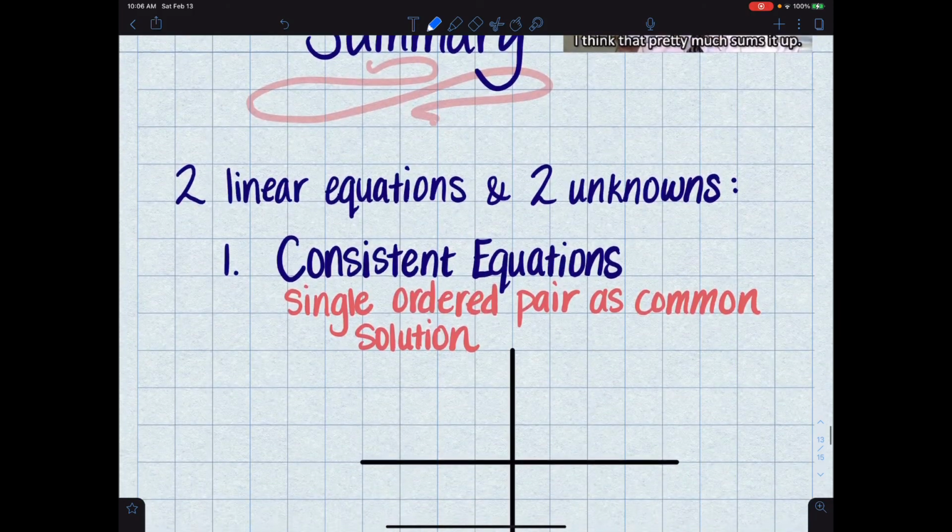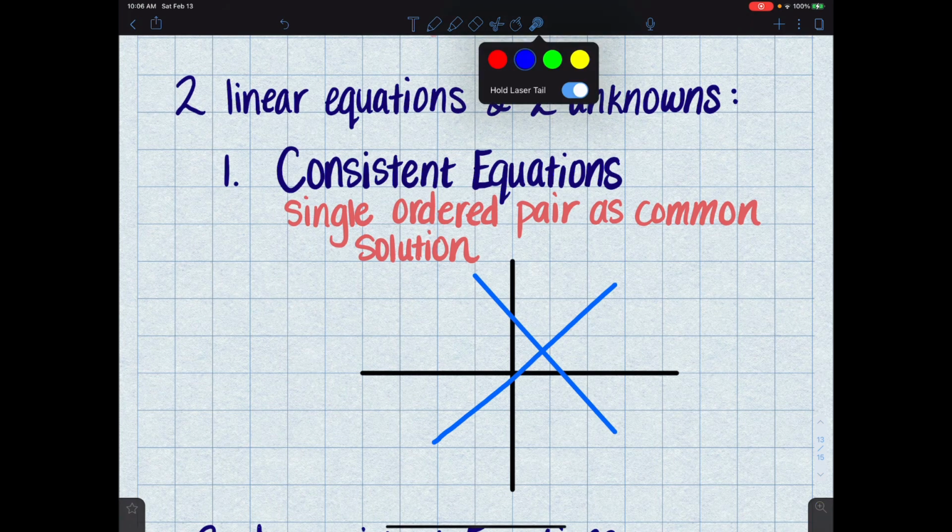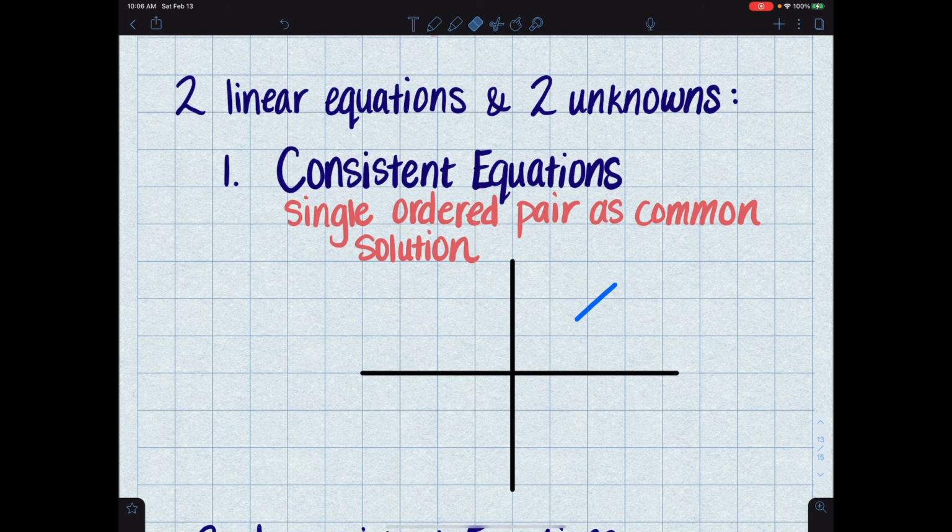World's best teacher. If we have two linear equations and two unknowns, then those equations are going to be one of three things. They can be consistent equations. When you graph a consistent equation, you have one line here and another line here, and they have some point in common. That's what it looks like. Okay? Sweet.